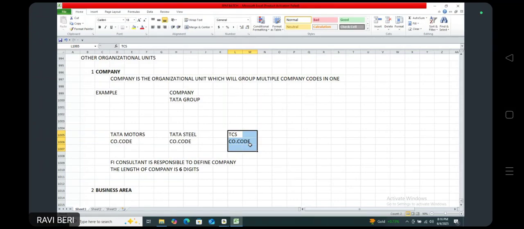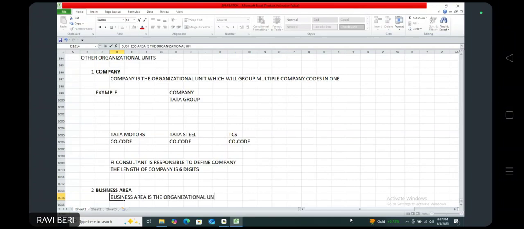So if the client is asking to create balance sheets plant-wise, then we use this organizational unit business area. Make a note. Business area is the organizational unit.